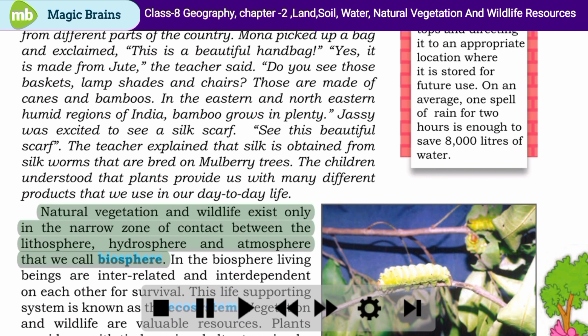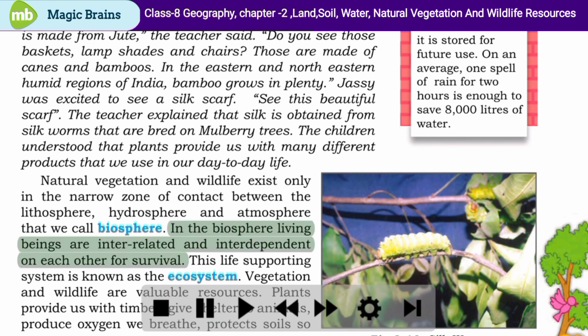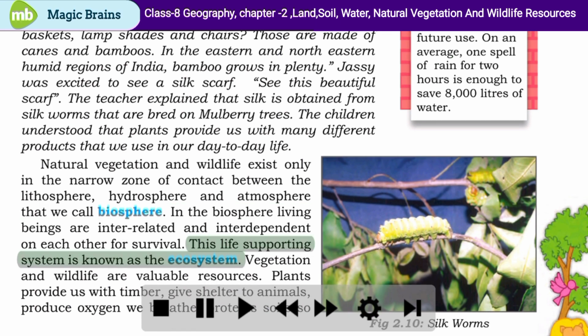Natural vegetation and wildlife exist only in the narrow zone of contact between the lithosphere, hydrosphere, and atmosphere that we call biosphere. In the biosphere, living beings are interrelated and interdependent on each other for survival. This life-supporting system is known as the ecosystem.